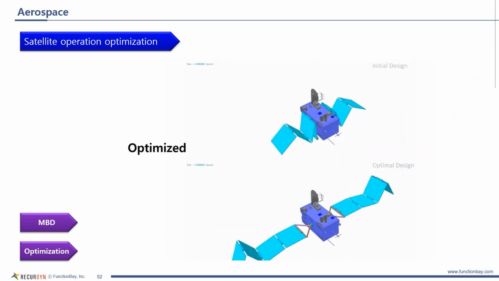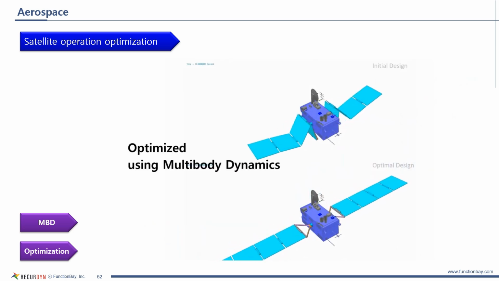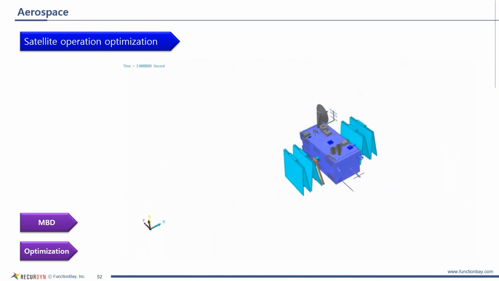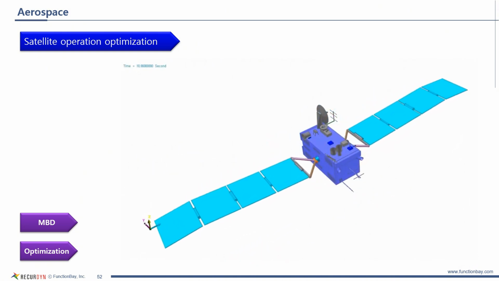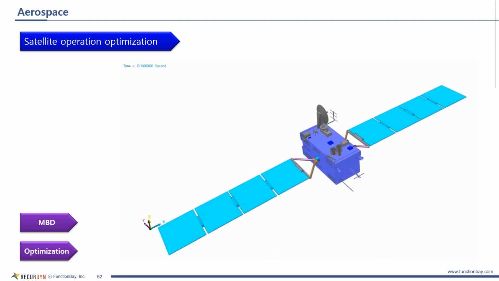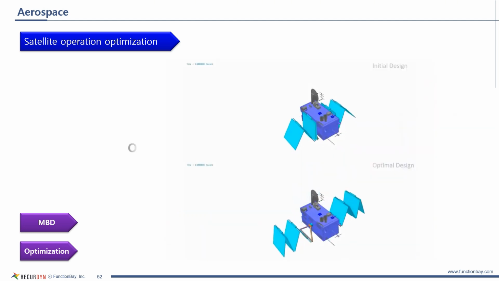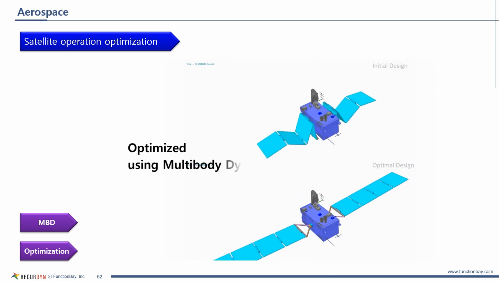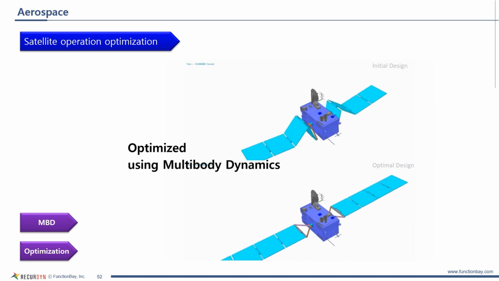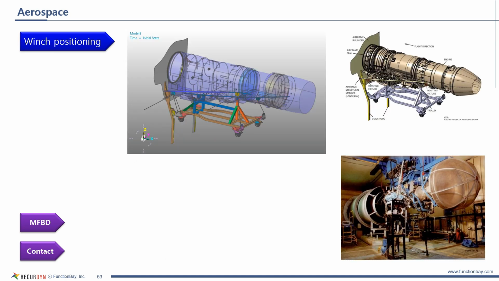This is an example of applying dynamic analysis and parameter optimization to select the optimized parameters for the controller that deploys the solar panel. We optimize the controller to control the rotation speed of each board joint so that the movement after deployment can be minimized at the fastest possible speed.